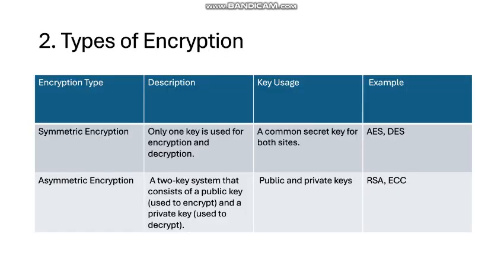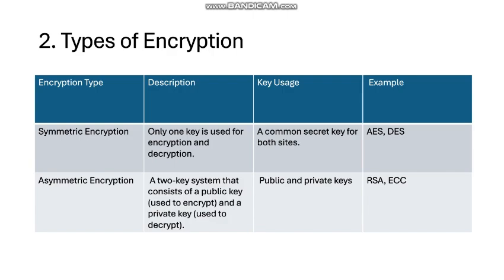This chart shows the types of encryption. There are two types: symmetric and asymmetric encryption. Description for symmetric: only one key is used for encryption. Key usage: a common secret key for both sides. Examples: AES, DES.